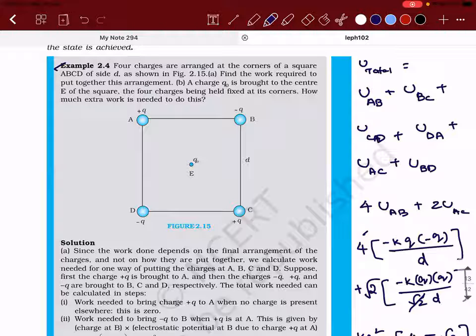Second step, multiply the charge with the potential difference between those 2 points. What do I mean by those 2 points? Between the points where the charge is moved.